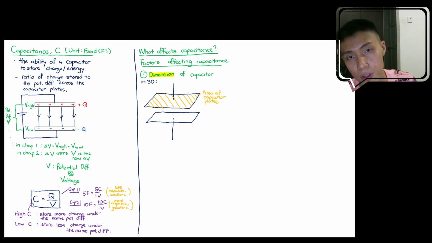So the symbol for it will be A. Another thing that we can talk about when we talk about the size, or the dimension, of this capacitor is the distance between these two planes. Okay, the distance over here. The distance between capacitor plates.